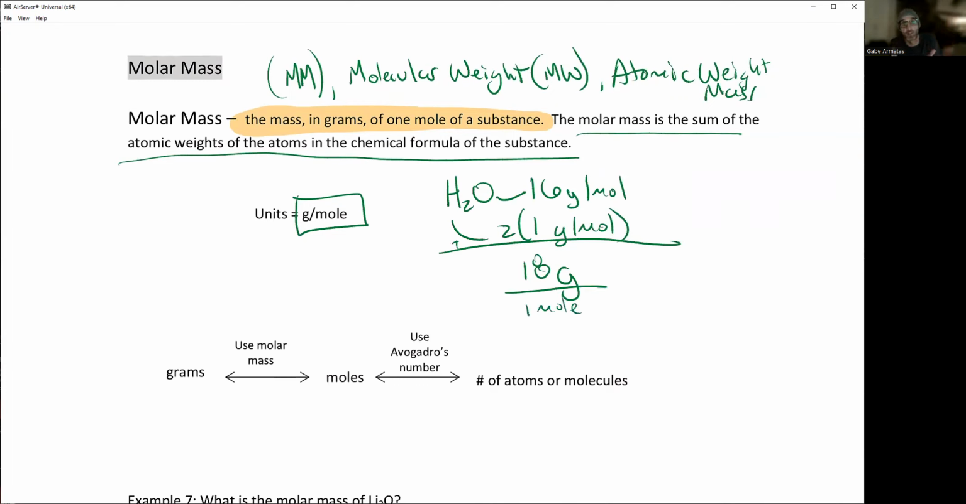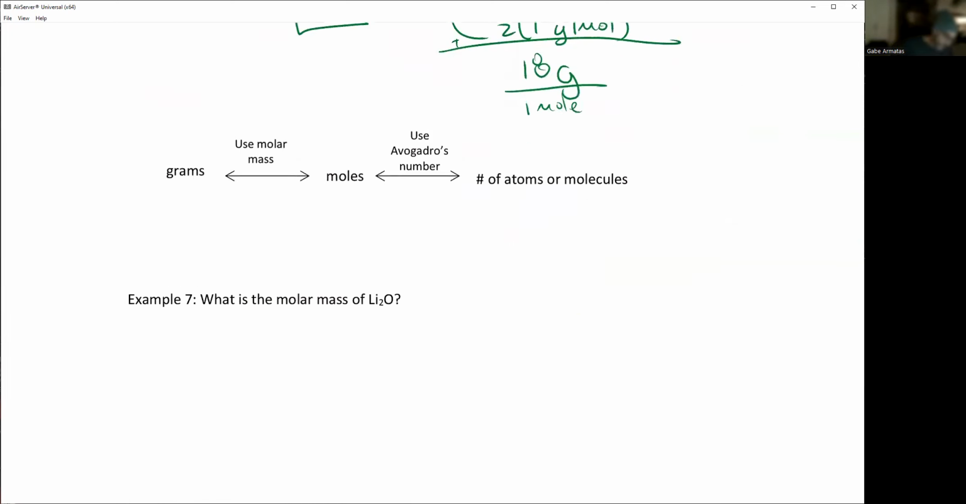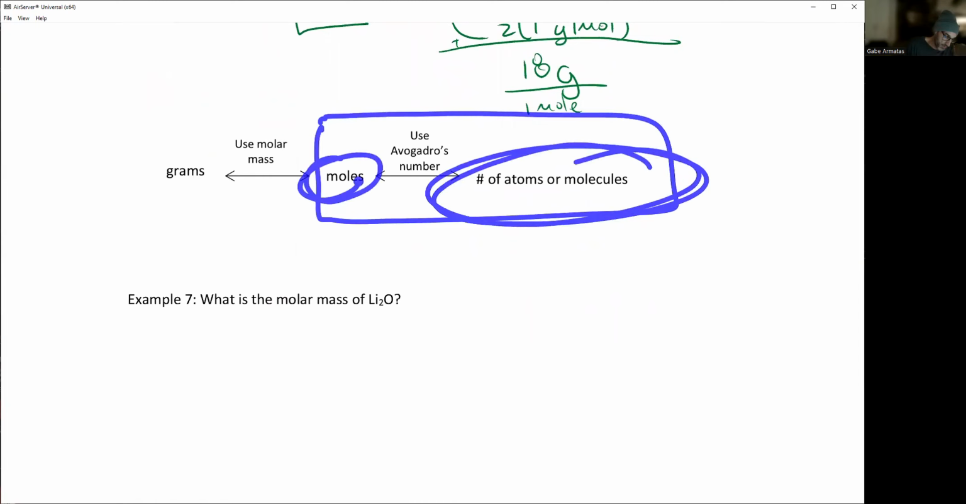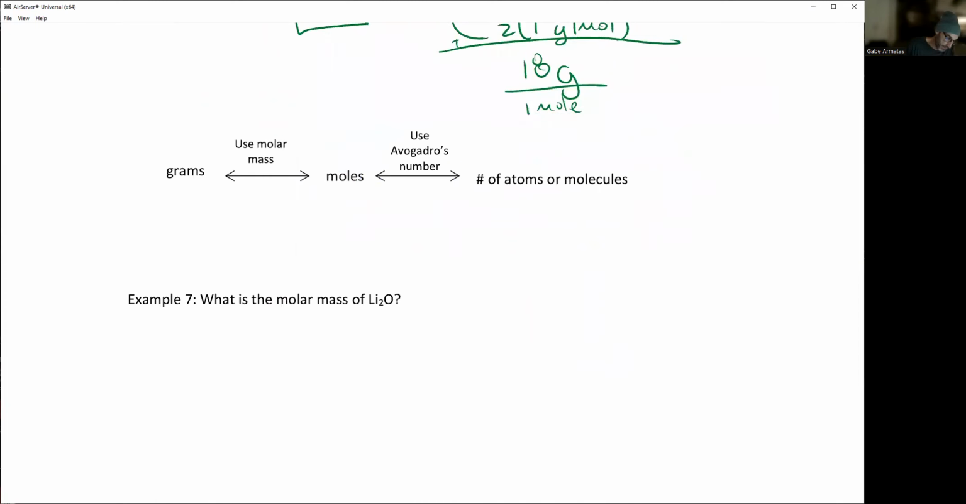So if I give you 18 grams of water, I've given you 1 mole. If I give you 9 grams of water, I've given you half a mole. If you drink, I don't know, 36 grams of water, you've drunk 2 moles of water, okay? So this is kind of the most important thing here. We are going to take a look at this conversion in just a second, but this is what we just did on the previous page. So if I want to go from number of molecules to moles, I'm going to use Avogadro's number, okay?